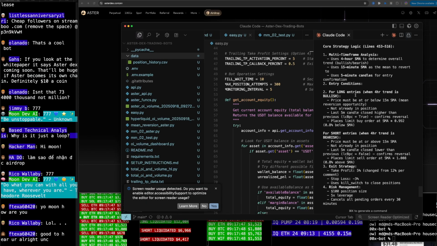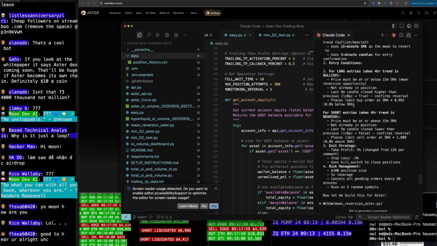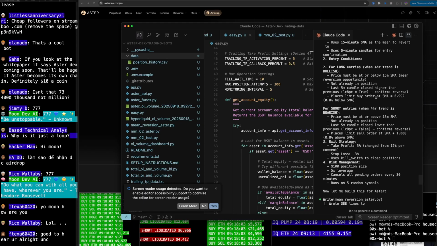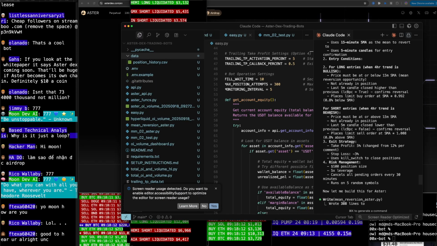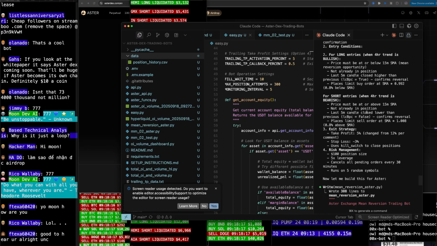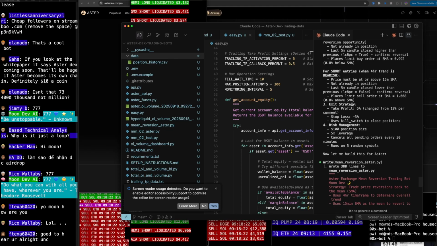Entry conditions. For long entries, when the 4-hour trend is bullish, price must be above the 15-minute SMA for mean reversion opportunity, not already in position, and the last 5-minute candle closed higher than the previous, which confirms reversal. Places a limit order at SMA times 0.92. For short entries, when the 4-hour trend is bearish, price must be at or above the 15-minute SMA, not already in position.